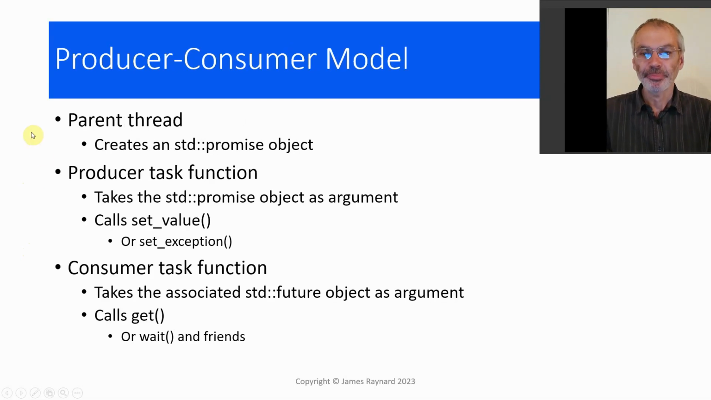To write a program using the producer-consumer model, the parent thread will create a promise object. The producer's task function will take this promise object as an argument. It's passed by reference because the function needs to modify it. Then, when it's done something, it'll call set_value, or possibly set_exception. The consumer task function will take the associated future with this promise as an argument, again by reference, and it'll call get or wait and friends to obtain the result.